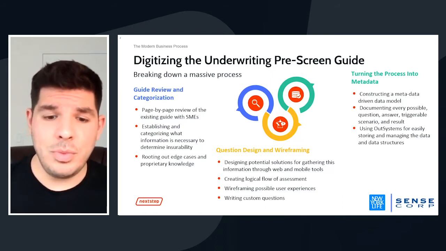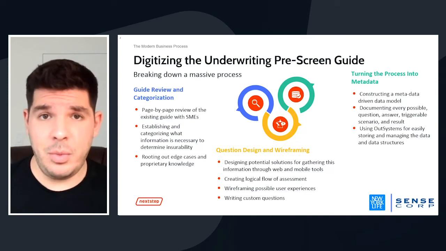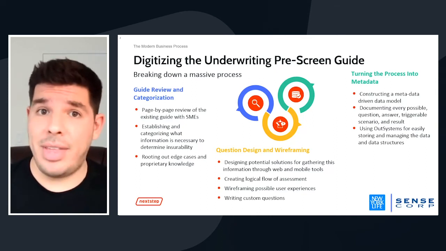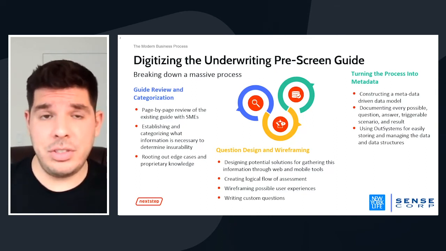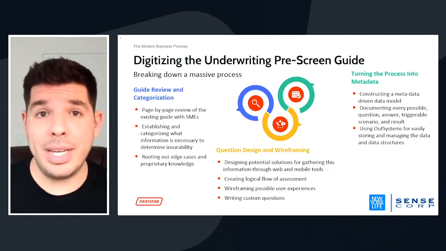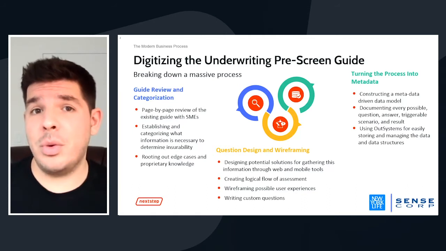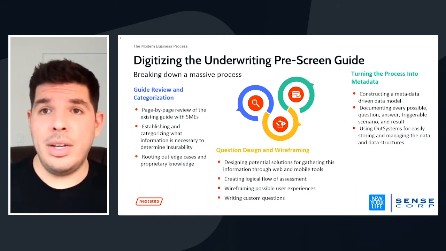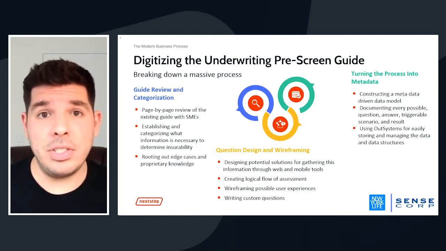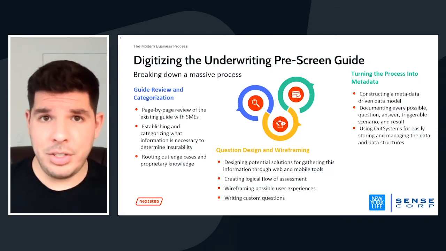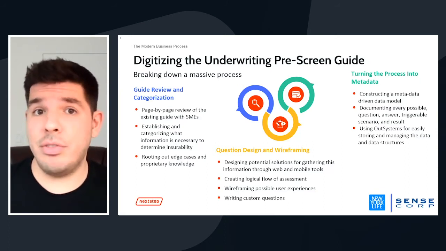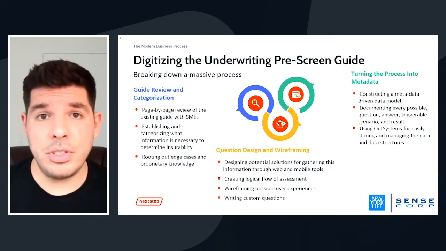And once we had all the information that was necessary, we needed to design questions to gather that information, categories of questions, and we needed a logical flow through which we could ask those questions. There are about 1,200 different questions that we ended up designing to address every piece of information that could be necessary. These 1,200 questions could result in about 800 different scenarios that would affect someone's insurability.